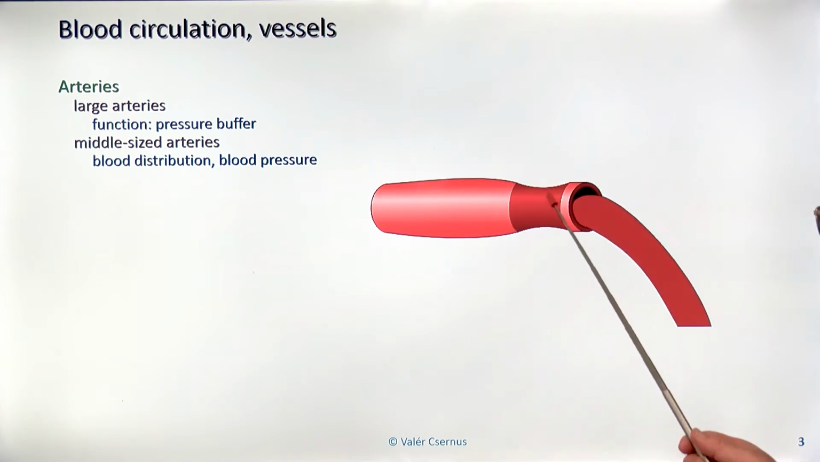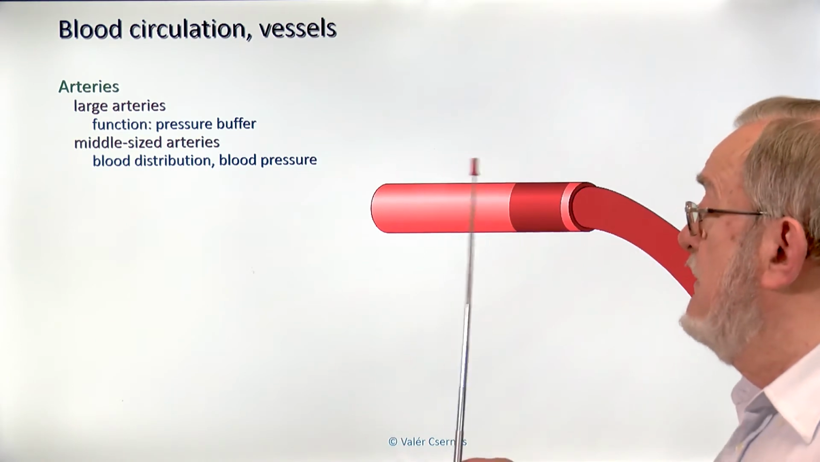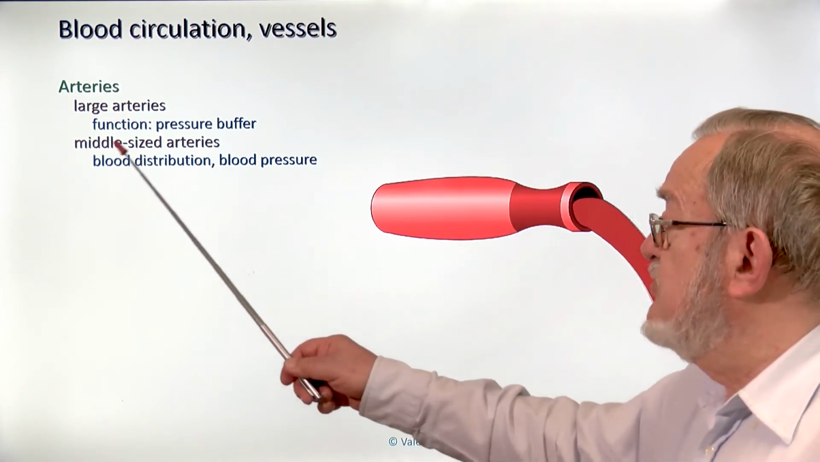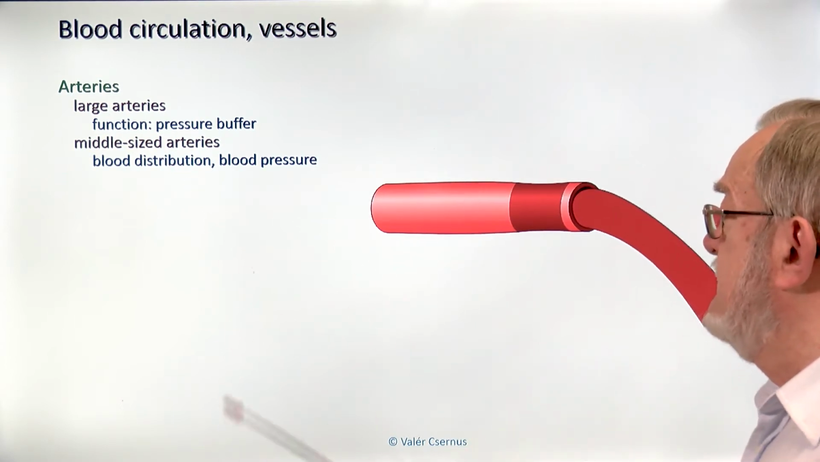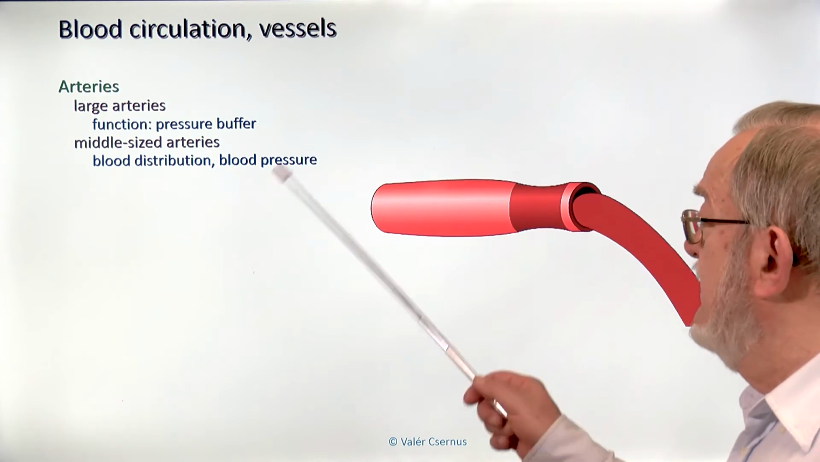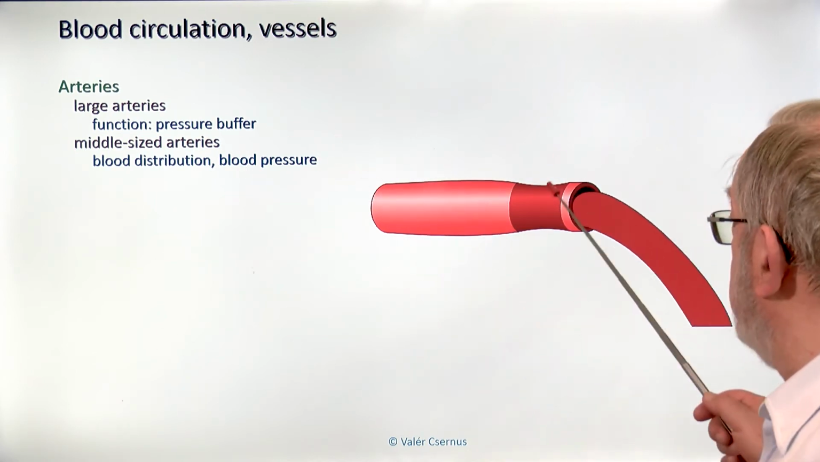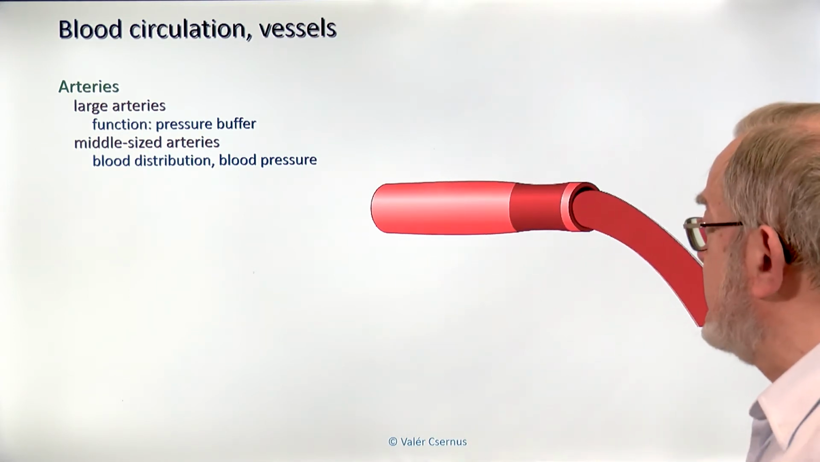So the smooth muscles in the middle-sized vessels make two functions. It actually controls the blood supply of the organs. The distribution is done so that some organ gets more blood, some organ less blood, and also the blood pressure. If all of the arteries slightly contract, the central blood pressure increases.